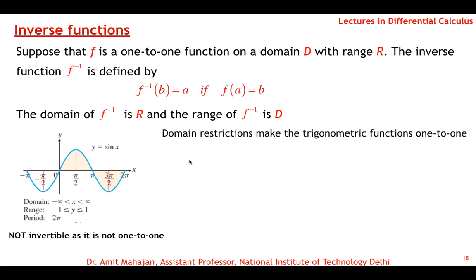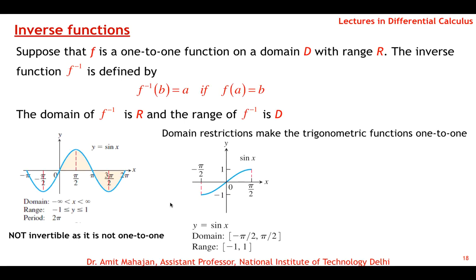So if we restrict the domain of a function so that it becomes one to one, then we can invert it. So domain restrictions make the trigonometric functions and all other similar functions, which are not one to one, one to one, and then we can calculate the inverse of that function in that restricted domain.